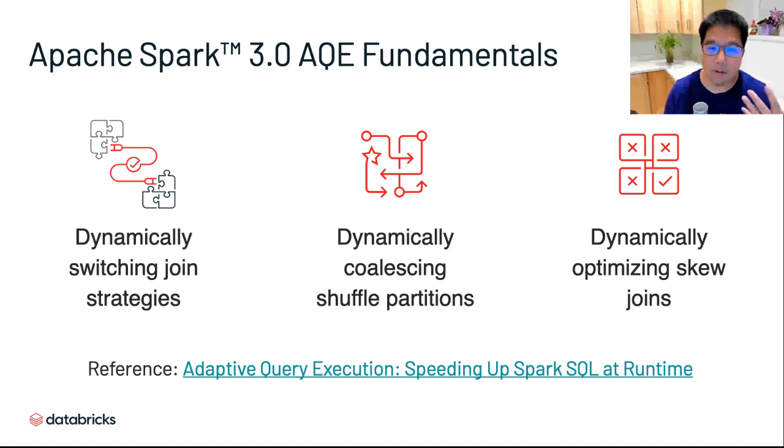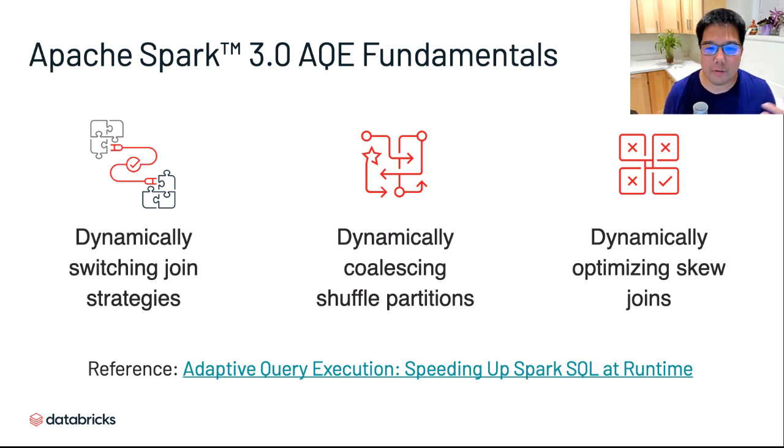Underneath the covers of AQE, there are right now, at least, these primary optimizations as part of Spark 3.0. We're expecting more as time progresses, but right now this is what we have out of the gate. A really good blog, by the way, is Adaptive Query Execution: Speeding Up Spark SQL at Runtime. So please click on the link here to review the blog. And if you're wondering, yes, the slides we have here are going to be available for you to download.